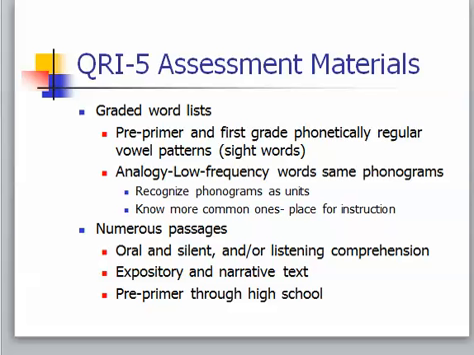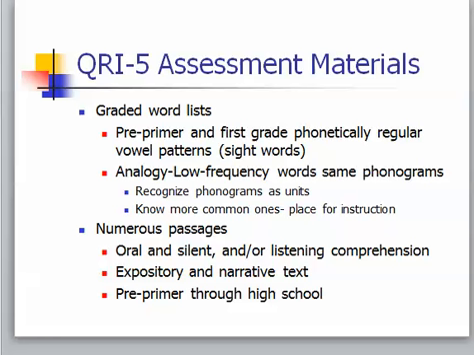On page 111, you have 3 low-frequency analogy words for the pre-primer 1. You have 4 low-frequency for the pre-primer 1. You have 6 for the pre-primer 2 level. You have 5 for the primer level, and you have 3 for the first grade. You then compare. Were they able to say the sight word? And then were they able to make that analogy, taking off the initial onset and changing it to make it the low-frequency word? There are numerous passages.